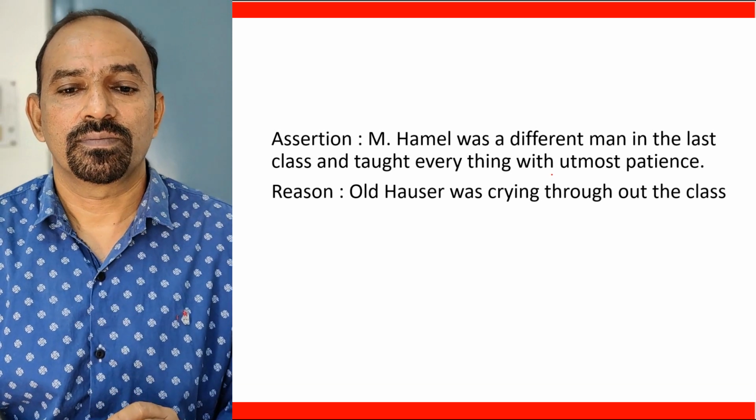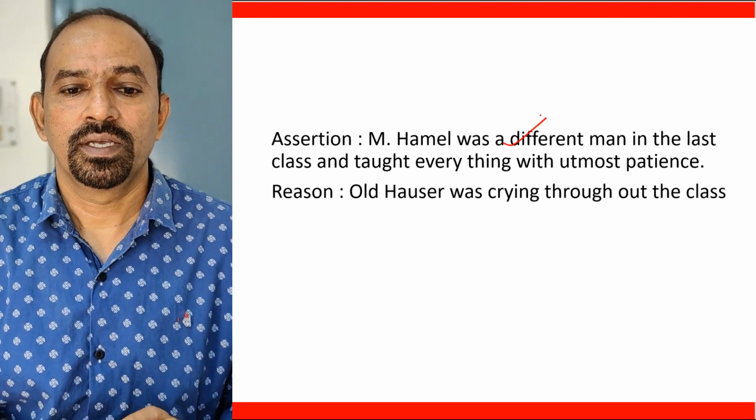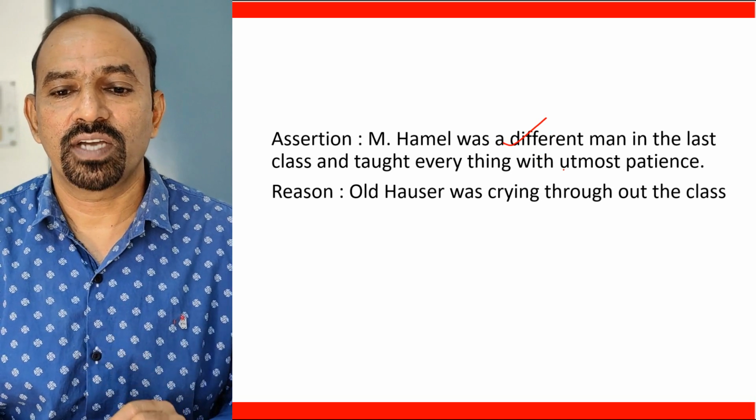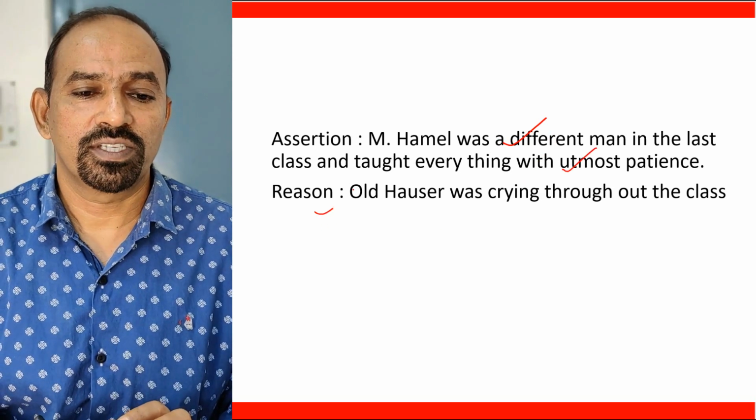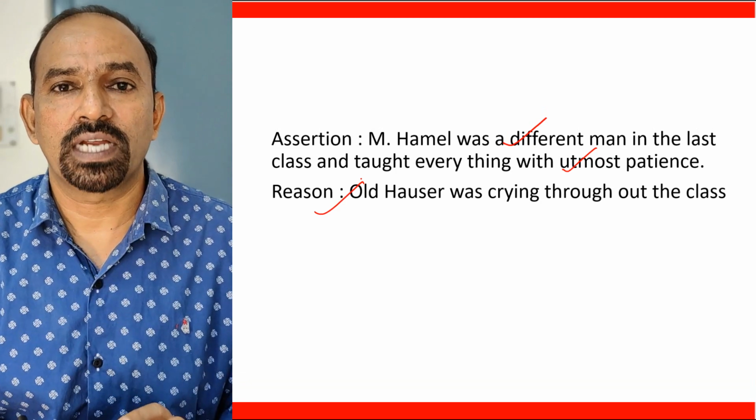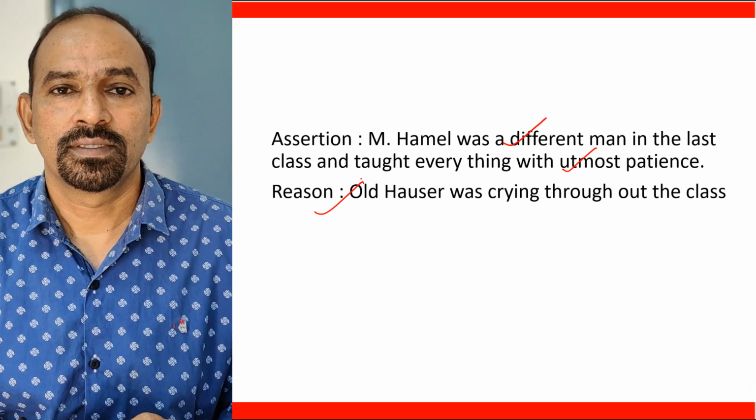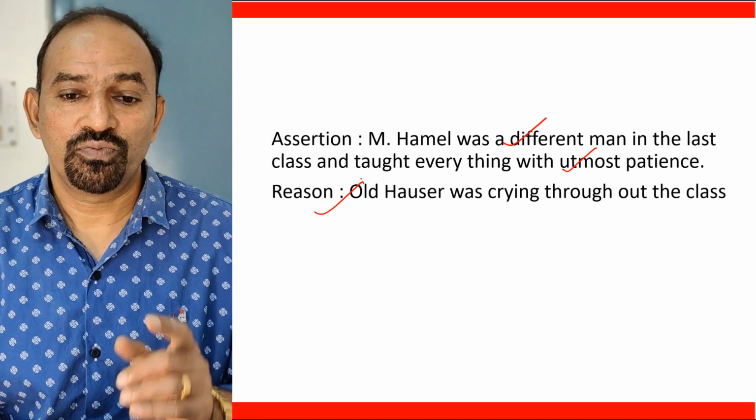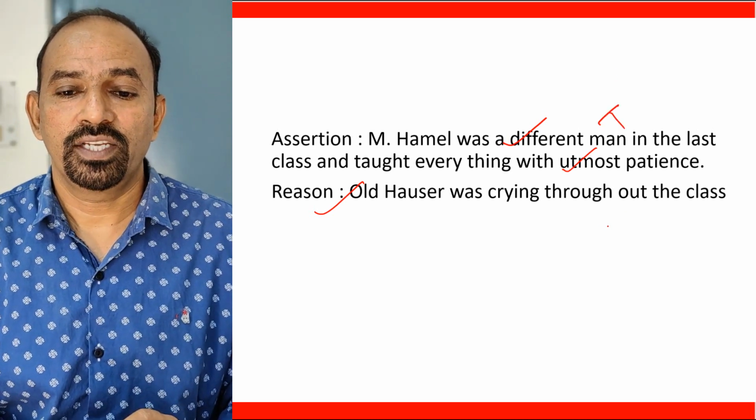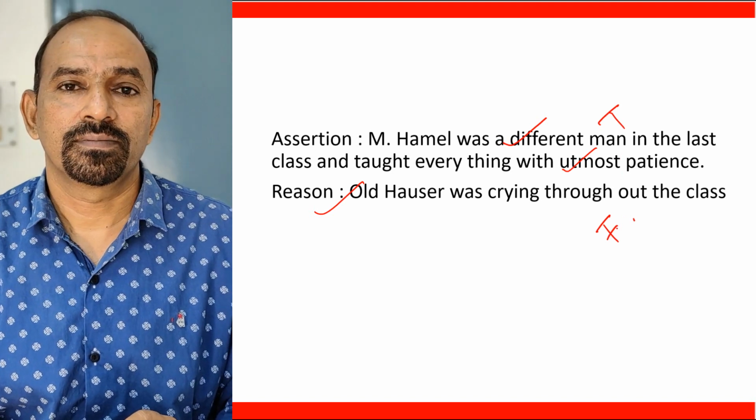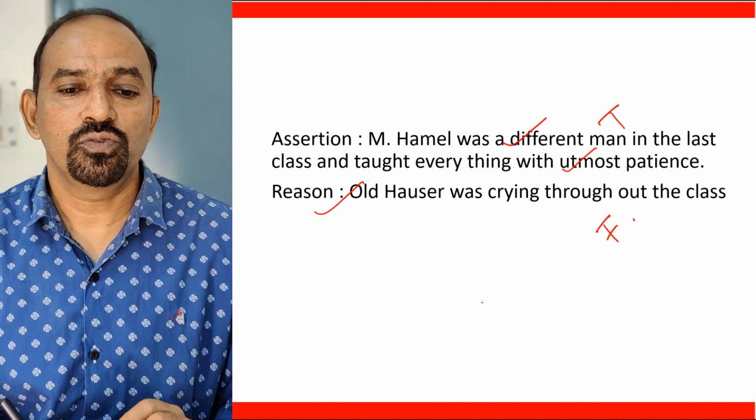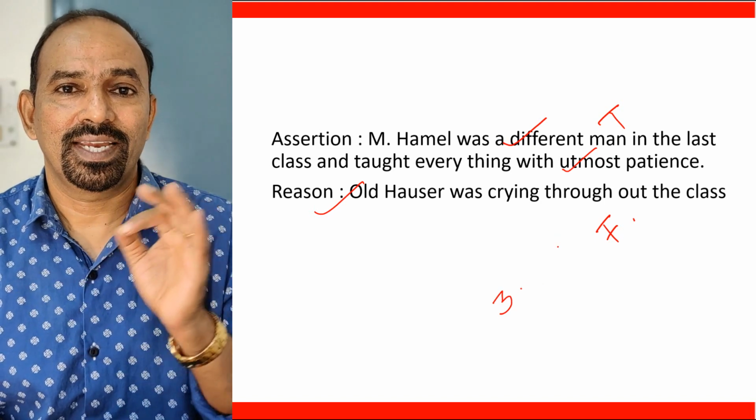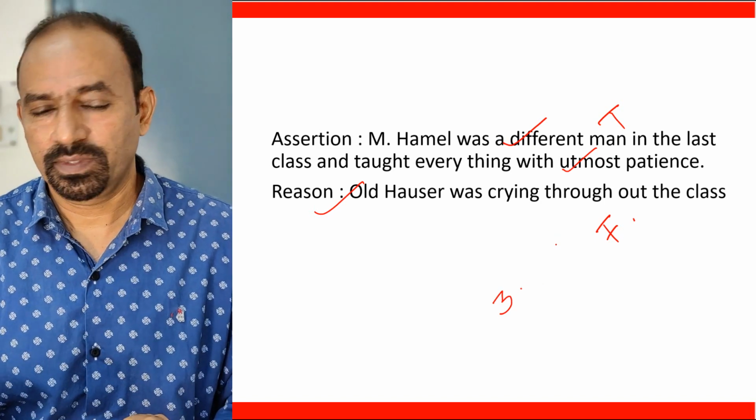Come to the next choice. Same situation. Monsieur Hamel was a different man in the last class and taught everything with the utmost patience. Look at the reason. Old Hauser was crying throughout the class. Did it happen there? No. So the first statement is true and the second statement is false. So which option can we choose? The third scenario. That is, A is right and R is false. Come to the next question.